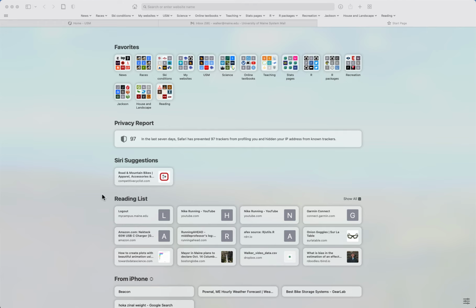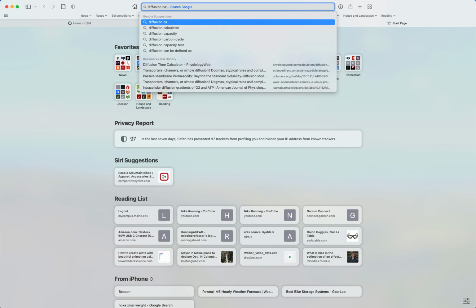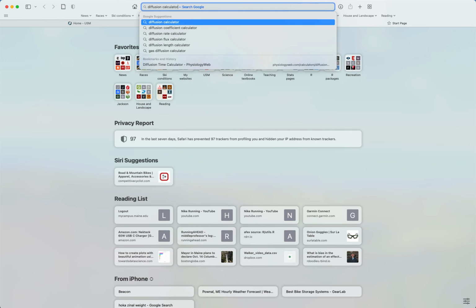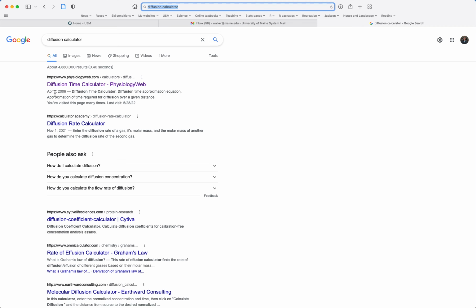Okay, let's talk about how to use the diffusion calculator to calculate the average time that it takes for a chemical to travel a certain distance, or to diffuse a certain distance. So the first thing we need to do is find the diffusion calculator, and I'm going to use the Google search tool for that. Diffusion calculator. And this is the calculator we want, the one from physiologyweb.com.